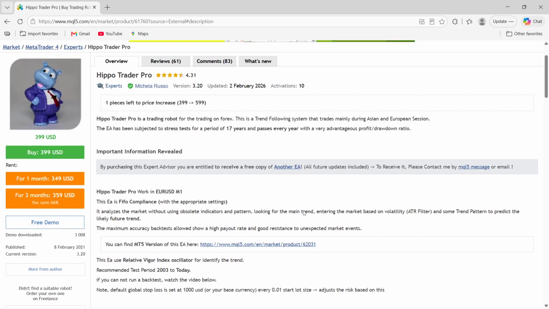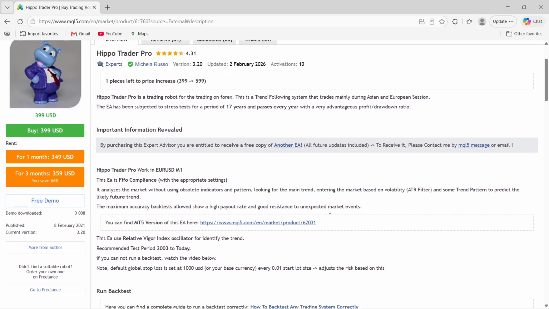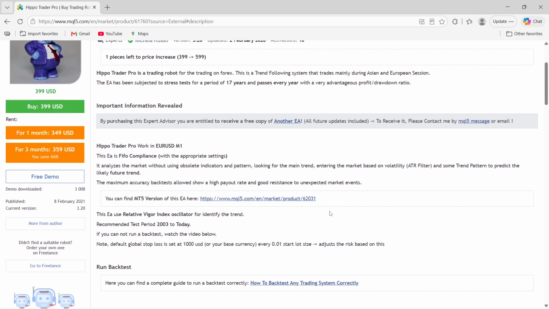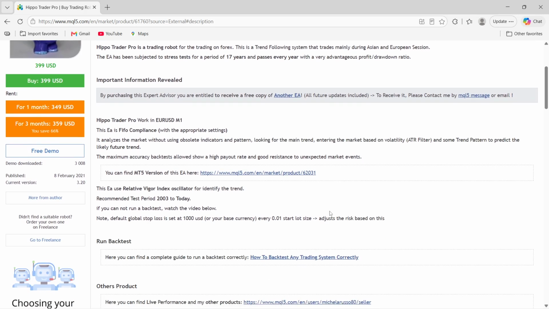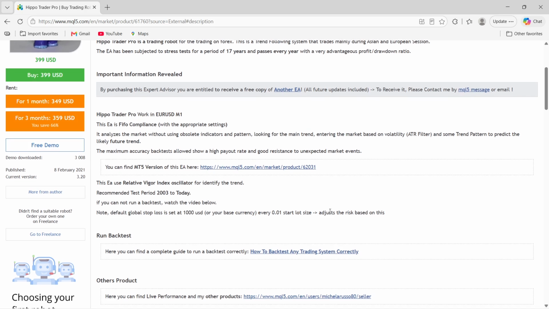Overall, the Hippo Trader Pro EA is a focused trend following system with solid risk features and session specialization. It has potential in the right conditions, but like all EAs, requires realistic expectations, proper setup, and extensive demo testing before any live use. Always trade with money you can afford to lose.